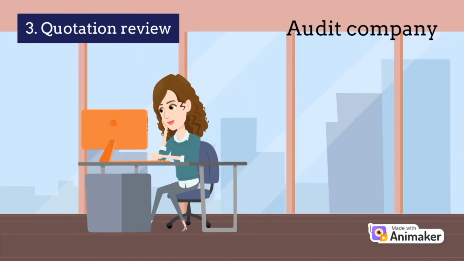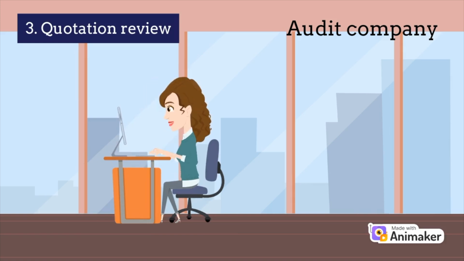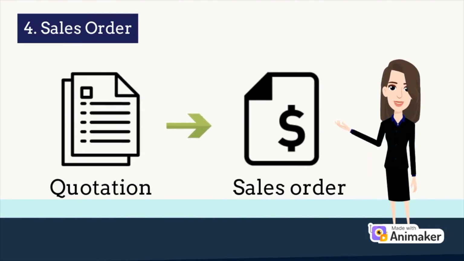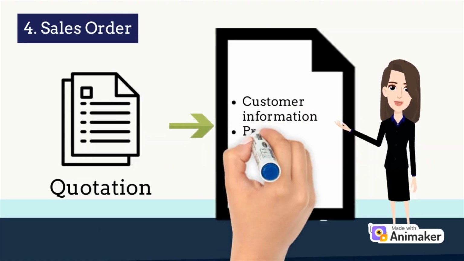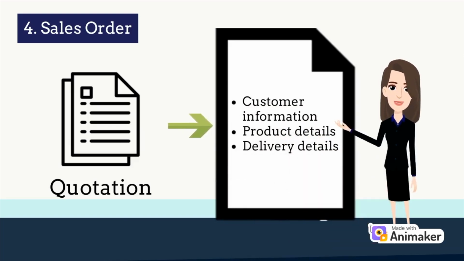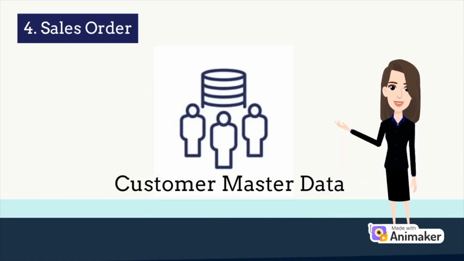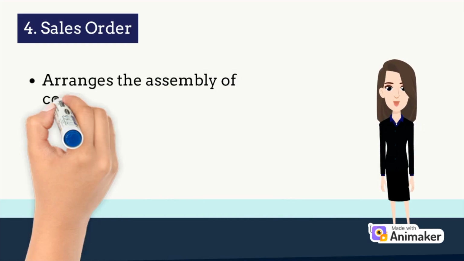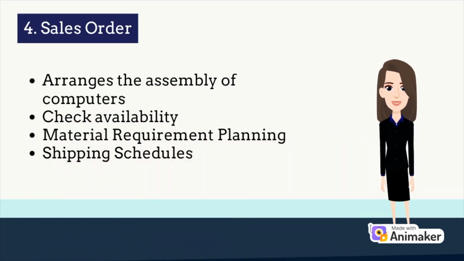Now that the audit company receives the quotation, they review and decide the purchase. After they confirmed, they sign the quotation and get back to Dell. And then the sales order is formed from the quotation. In the sales order, it consists of customer information, product details such as product name, quantity, price, and delivery details. The sales order is then updated into the system. At this time, the customer master data is formed, and the production department arranges the assembly of customized computers, checks availability of components, conducts material requirements planning, and arranges shipping schedules.